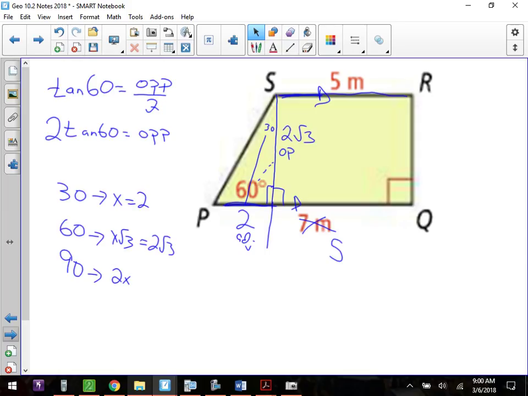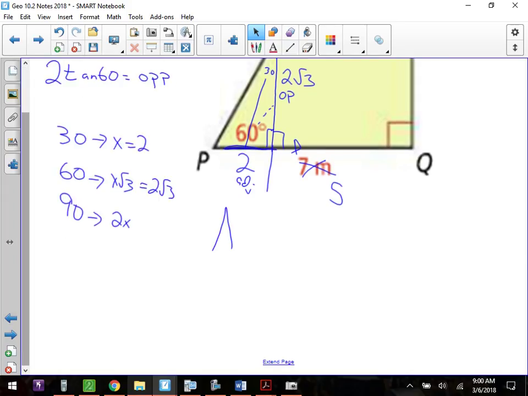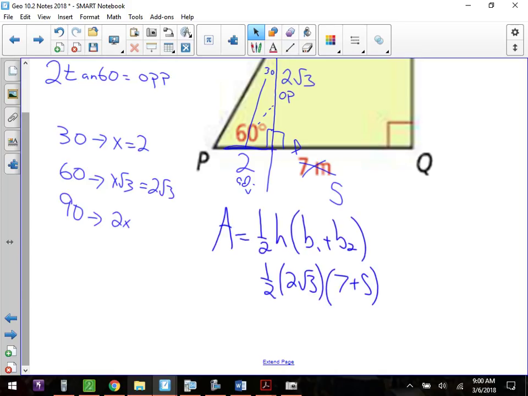So then you go into your formula. You've got the area is 1/2 the height, sum of the bases. So that's 1/2 times 2√3 times 7 plus 5. And again, I can type that directly into my calculator, and it's going to give me my answer with that √3 in it. And that becomes an exact answer.